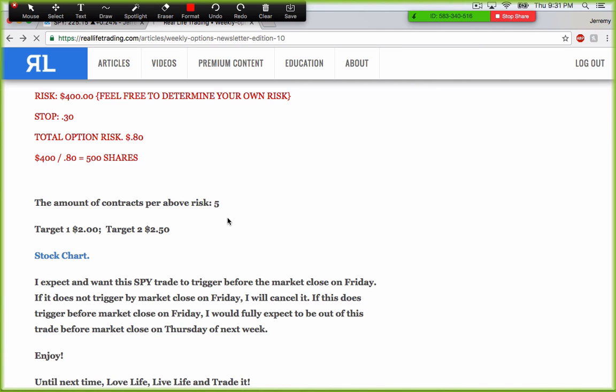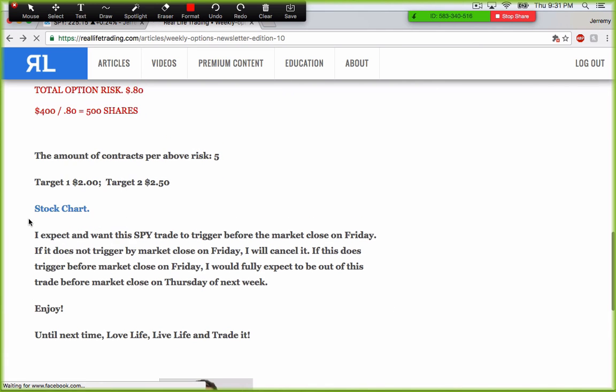So then what I do, in every weekly options newsletter, I write this up and I say, I want this trade to trigger before market close on Friday. If it does not trigger by market close on Friday, I will cancel it. If it does trigger before close, I would fully expect to be out of this trade before the close on Thursday of next week. I'm very specific in all my weekly options newsletters because I have to be, because it's weekly and it's options.